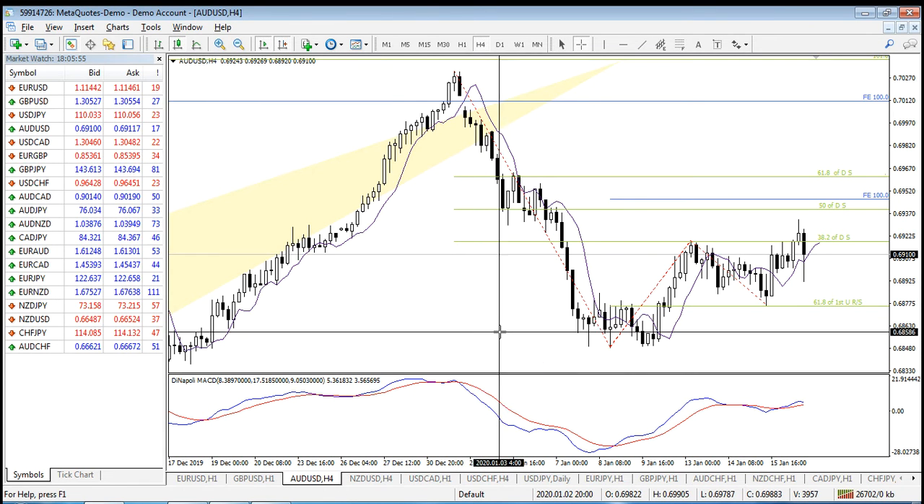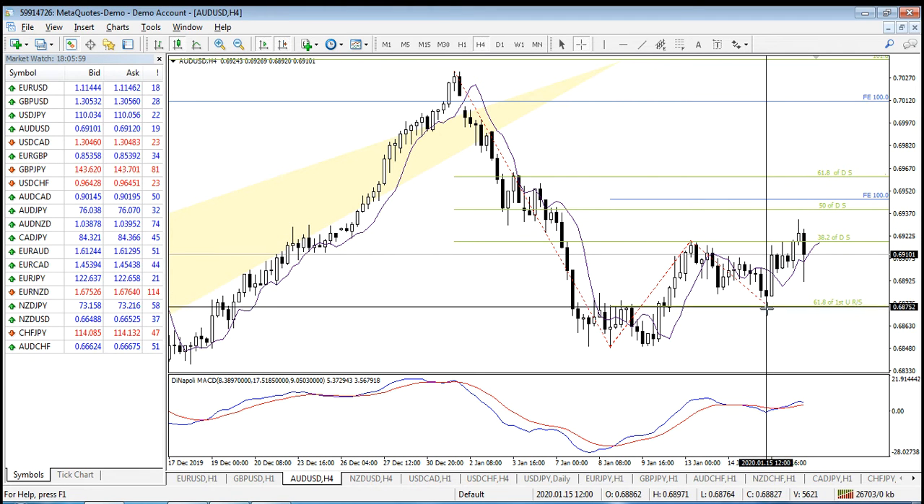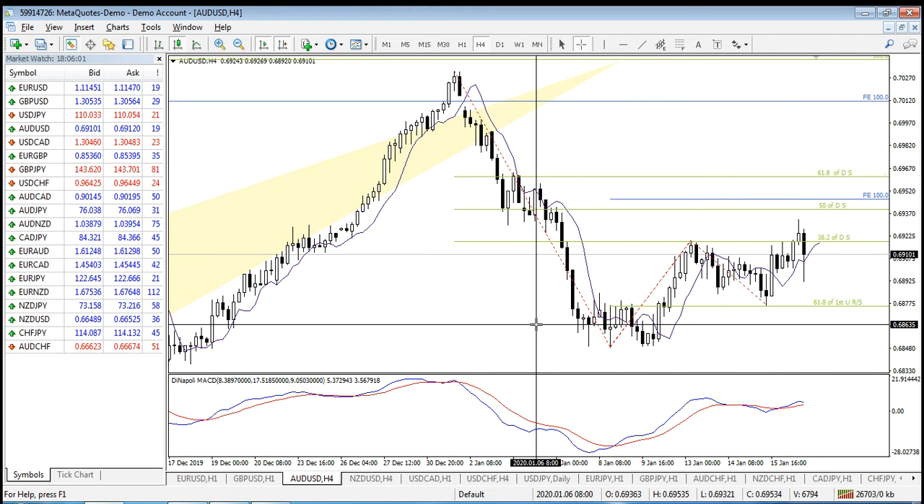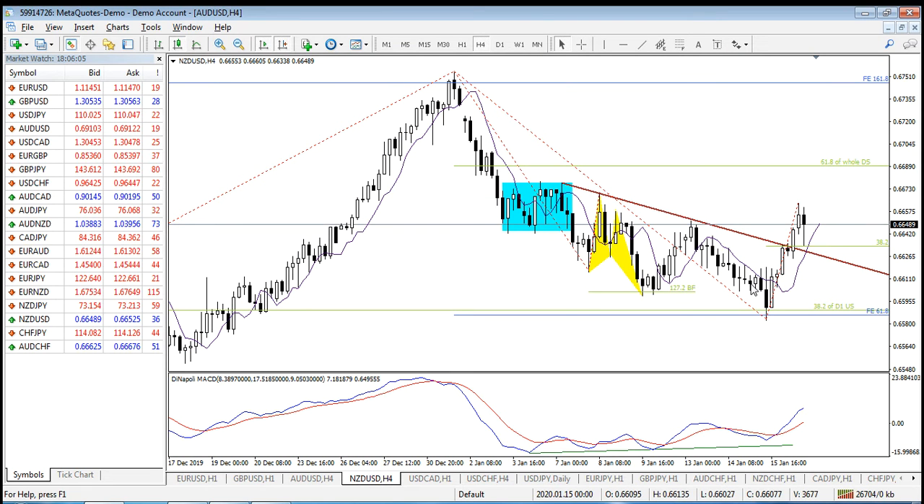Now let's talk about the invalidation of this buy trade setup. If a 4-hour candle closes below this previous C point, then this AUD CHF buy trade setup will be invalidated. A similar kind of setup we have in NZD USD. I suggested to wait for this retracement to take the shape of a reversal, and it has taken the shape of a reversal as it has broken above this downtrend line.